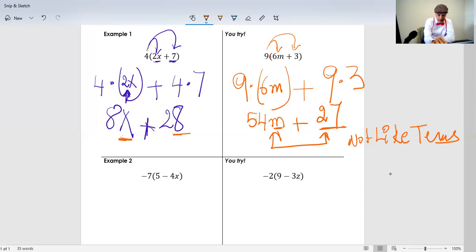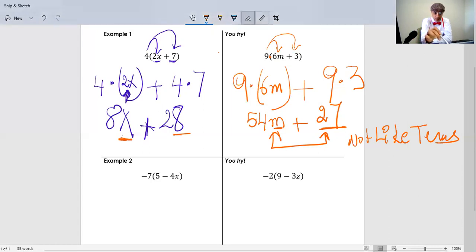So do this next example 2 and example 3. Go ahead and pause the video and do it. All right, go ahead. All right, so hopefully it was easy to understand. So let's do the next one.